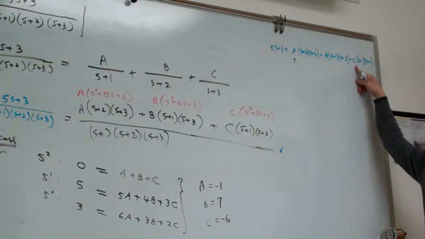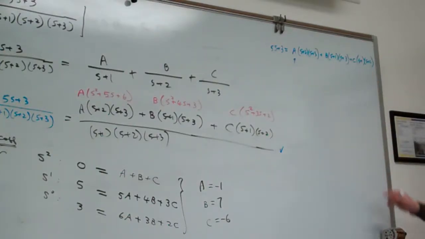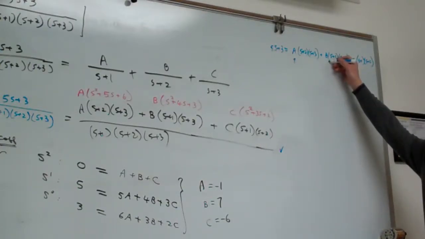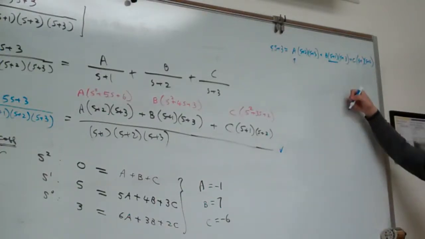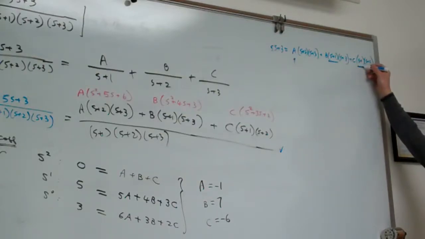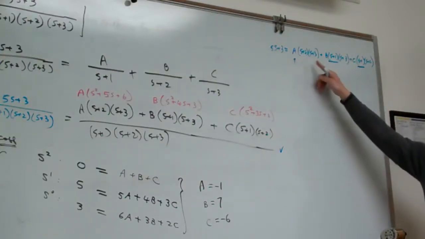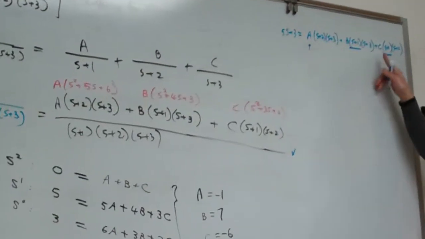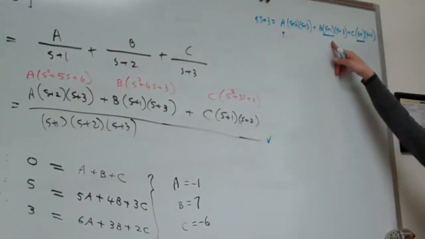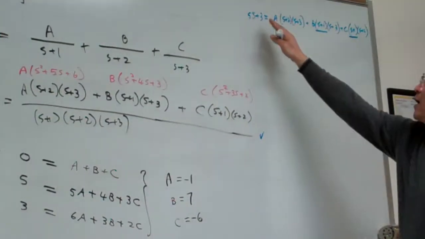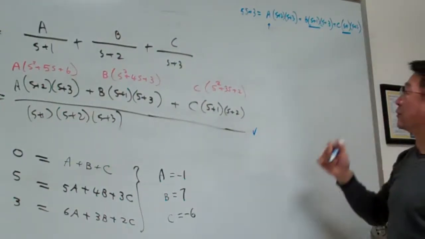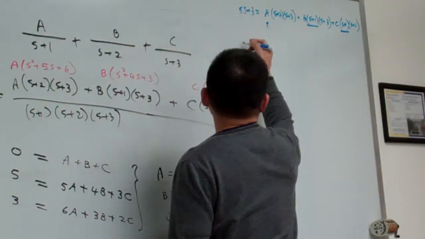What we can do, you can see, the B term involves this, and the C term involves this, but the A term doesn't involve this one. So in this way, if we introduce the value of s equal to minus 1 in the whole equation, then the two terms disappear.